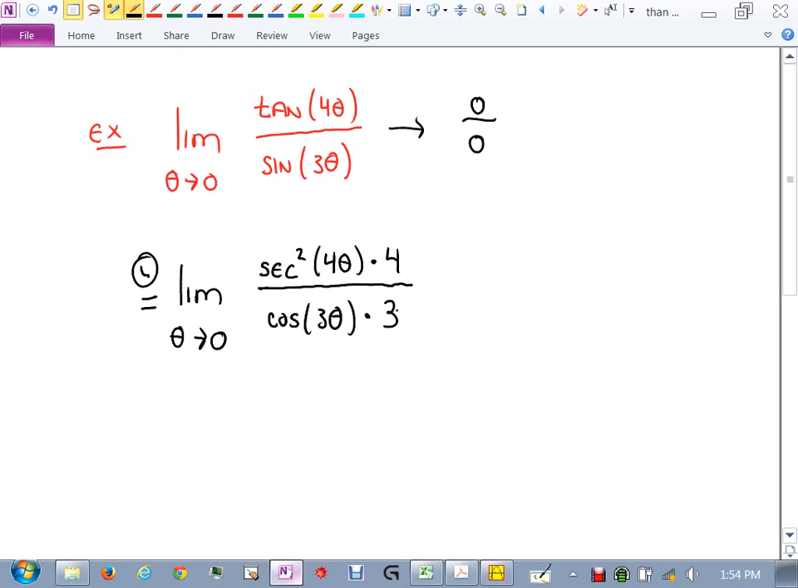Okay, let theta go to 0 now. Secant of 0 is the same as 1 over cosine of 0. Cosine of 0 is 1. So secant of 0 is 1. Squared is 1. 1 times 4 is 4. Cosine of 0, we said just now, was 1. 1 times 3 is 3. So the answer is 4/3. And we're done.